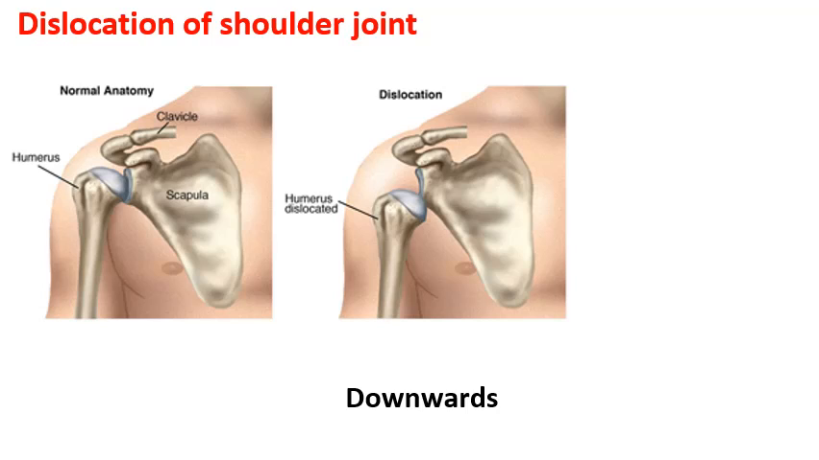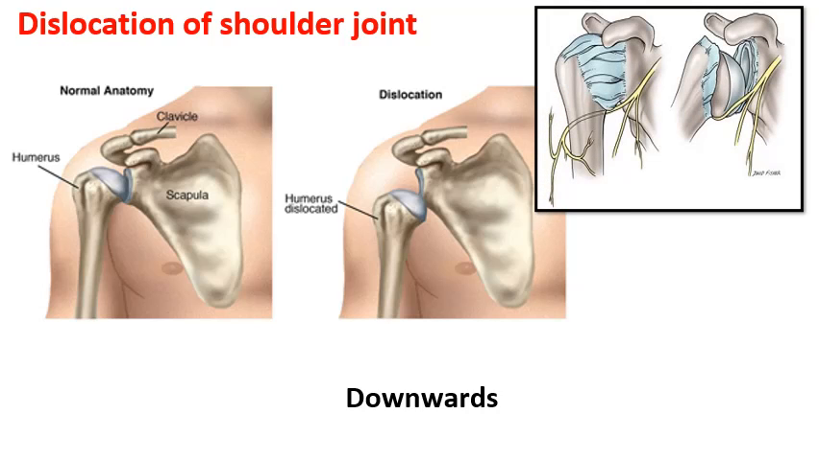So downward dislocation of the shoulder joint is the most frequent type of dislocation. And as we just said, the axillary nerve is inferior, as you see, to the shoulder joint. So injury to the axillary nerve might take place. When downward dislocation occurs in the shoulder joint, the axillary nerve might be injured. Later on we will see the clinical picture of this axillary nerve injury.